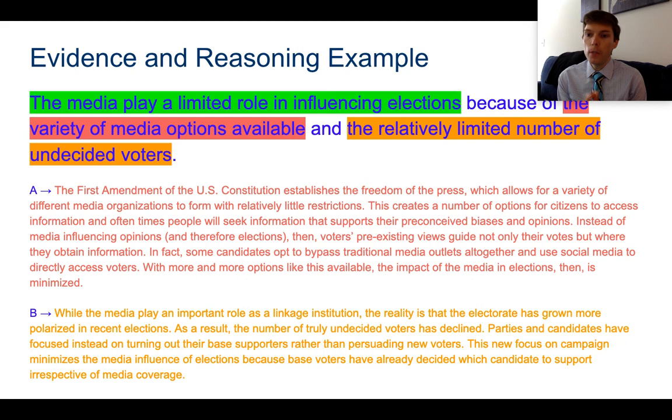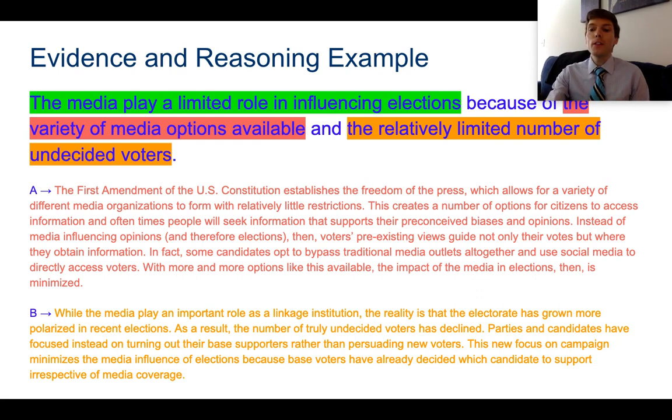This new focus, so that's my information from content. That's my content knowledge from the last two units being showcased there. So I can use content knowledge as evidence. This new focus on campaigning minimizes the media influence of elections because base voters have already decided which candidate to support, irrespective of media coverage. So that last sentence was my tie back to my claim.